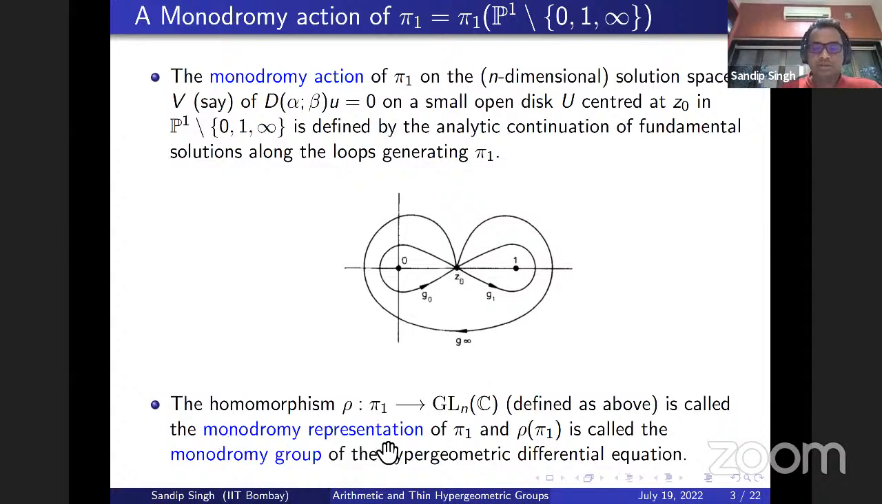That is called the monodromy representation of π1, and ρ(π1), the image of π1 under ρ, which is clearly a subgroup of GL_n(C), is called the monodromy group of the hypergeometric differential equation.